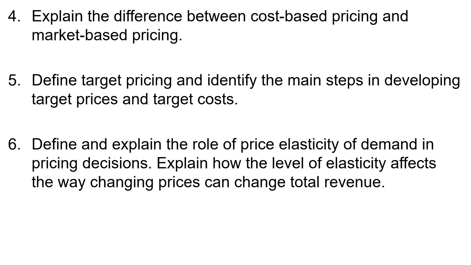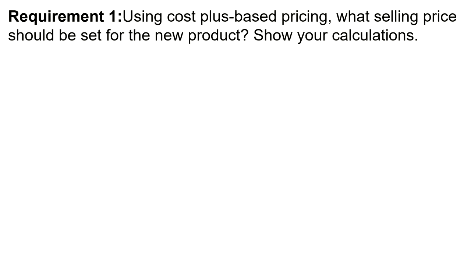These are disconnected from the information in the question about NuCo. So these are just general questions about pricing. And so we want to make certain that we answer all of them. We have something down for all of them. And we will do well on this question, but we'll go ahead and start with the first requirement. Using cost plus based pricing, what selling price should be set for the new product?